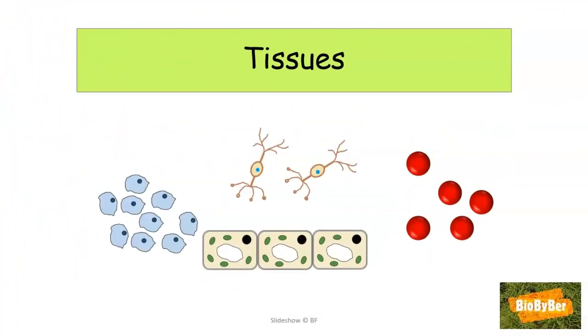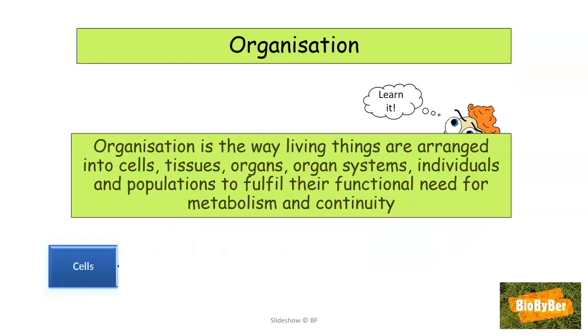Let's look at tissues. Before we concentrate on the definition of a tissue, which is a learning objective of this lesson, let's remind ourselves of the concept of organization. Organization is the way living things are arranged into cells, tissues, organs, organ systems, individuals and populations to fulfill their functional need for metabolism and continuity.